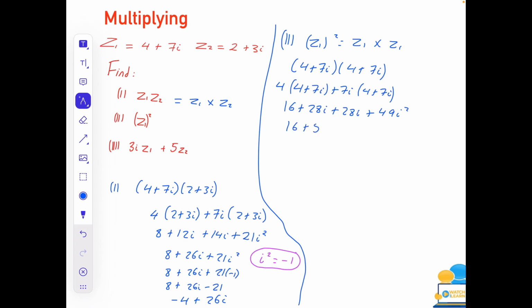Okay, now tidy this up further. It'll be 16 plus 56i plus 49 by minus 1. 16 plus 56i minus 49, because we multiply minus 1 by 49, and we can do 16 minus 49 to give me minus 33. So my answer is going to be minus 33 plus 56i. Just a note, we usually put the real number first and then the imaginary number, so that's in the correct order there.